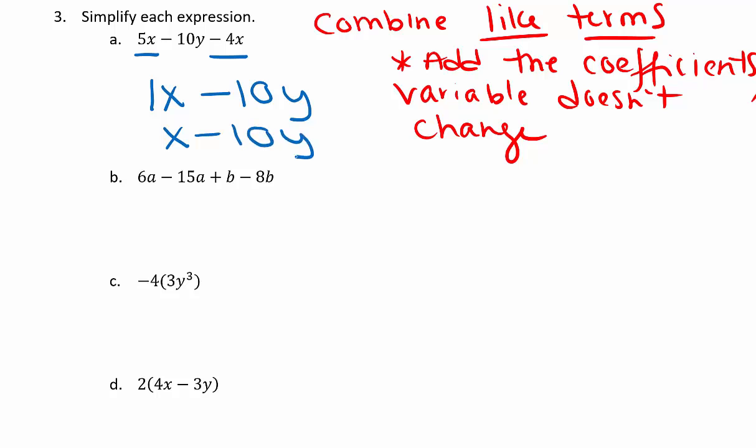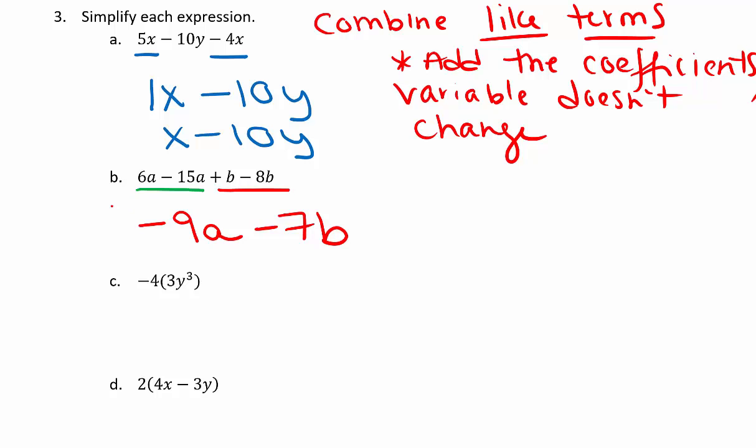There's that imaginary 1 in front of the x. And again, I can't go further with this. The x and the y aren't like terms. They can't be combined. The same idea is true in part B. I'm going to combine the a's by adding or subtracting their coefficients. 6 minus 15 is negative 9. So I get a negative 9a. And then I have a 1b minus 8b. That's going to be a minus 7b. And once again, the a and the b aren't like terms. We can't go any further with this.